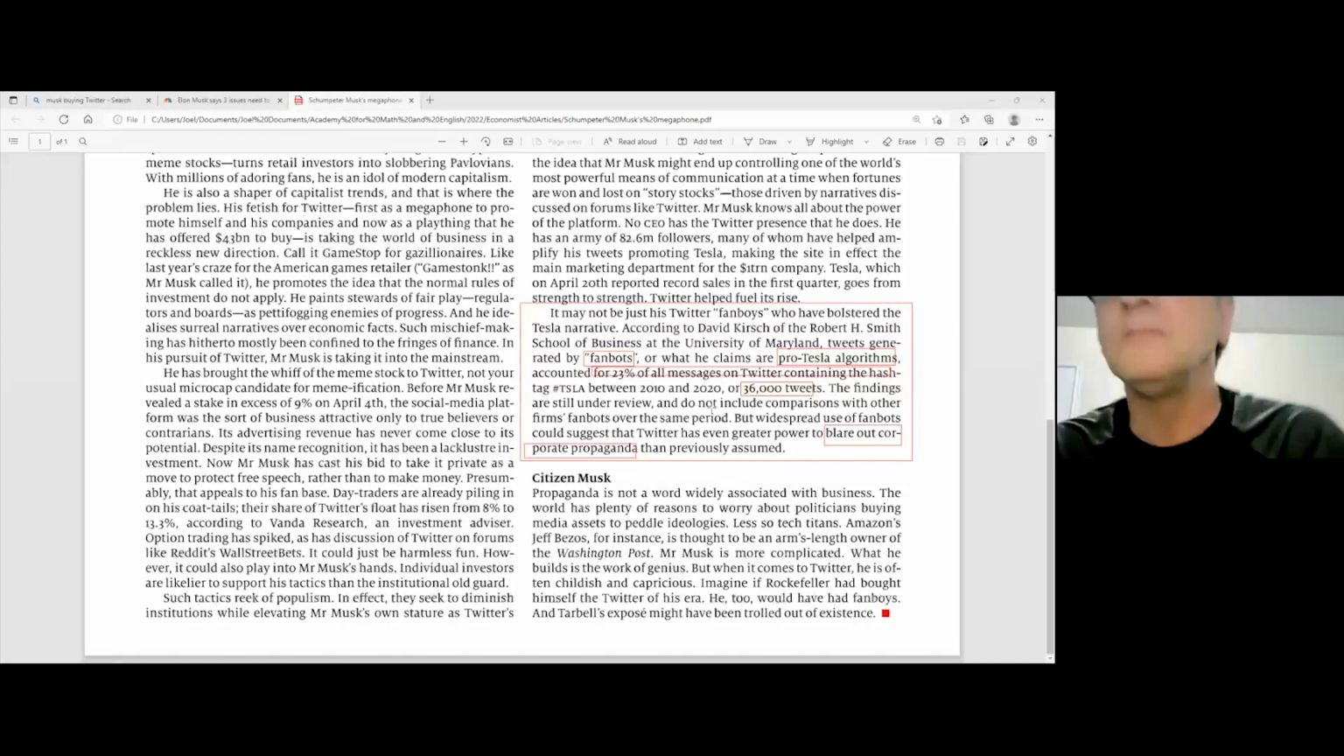than previously assumed. Okay, thanks for reading the second time, Vincent. So let's look at this paragraph.